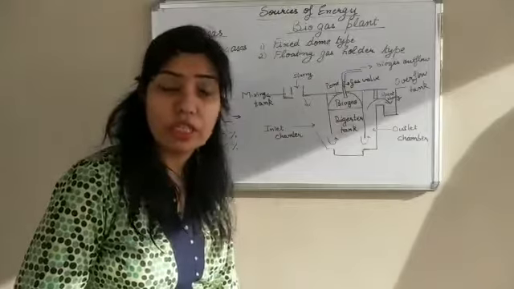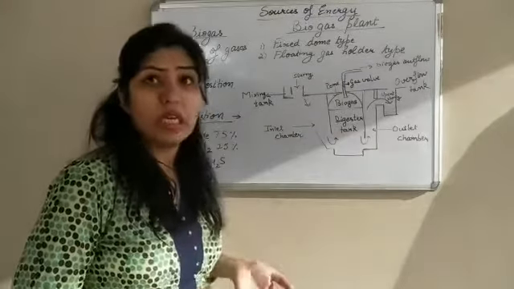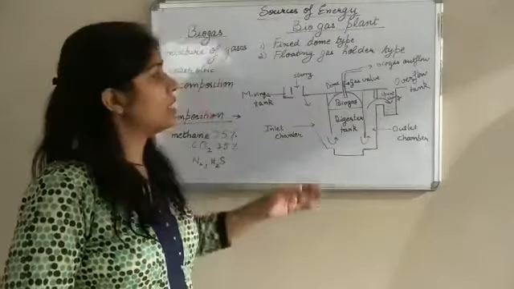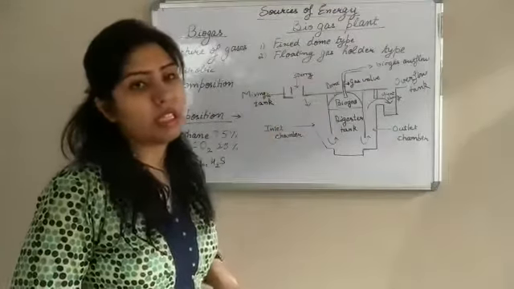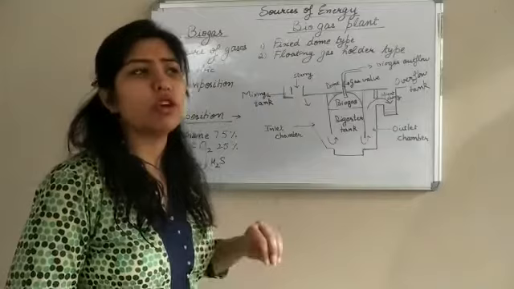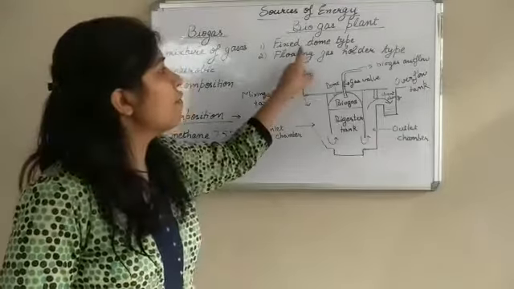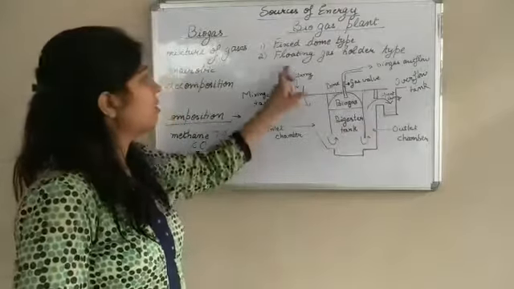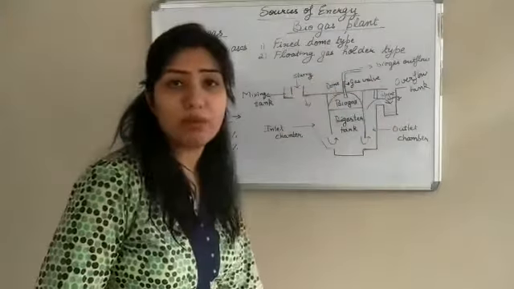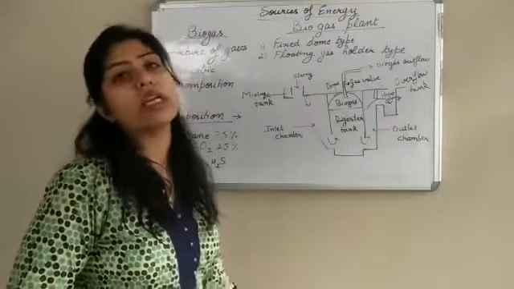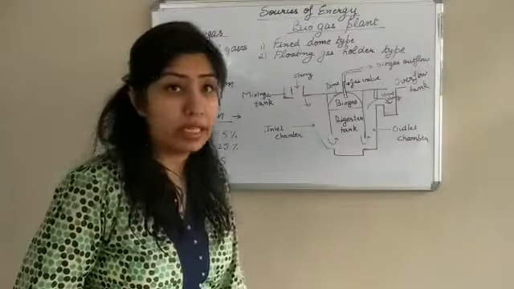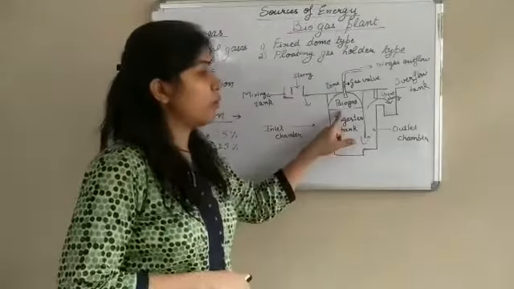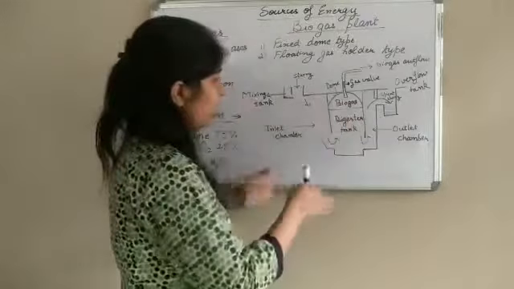The reason for this is that it is quite cheap in installing, as well as it has low maintenance. Therefore, maximum villagers or the government prefer using the fixed dome type biogas plant. The only advantage the floating gas holder type biogas plant has is that it can hold a large amount of biogas in it. Now moving on to the construction and working of a biogas plant, it looks like this.